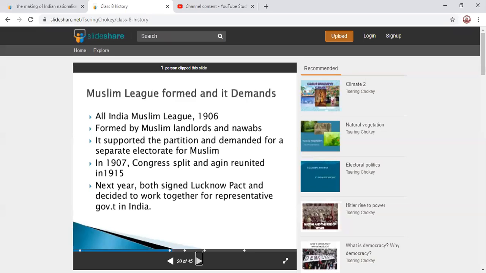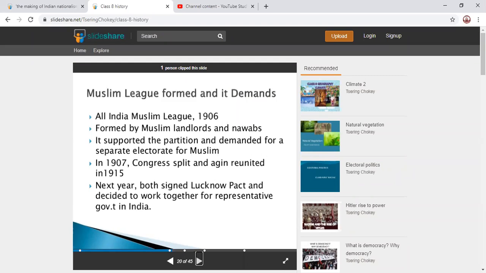Next one, in 1906, the Muslim League formed. In Congress, the maximum number of Hindus were there, but the Muslims were also there. But one group of people in the Muslim community started raising their issues publicly through the Muslim League, a separate party, a separate organization formed by the Muslims, known as the Muslim League in 1906.